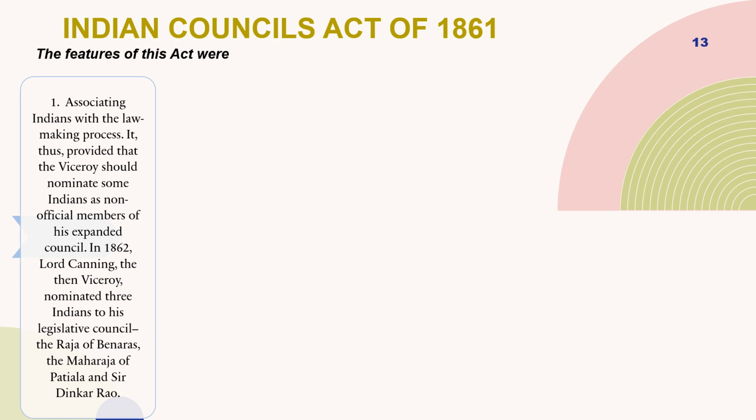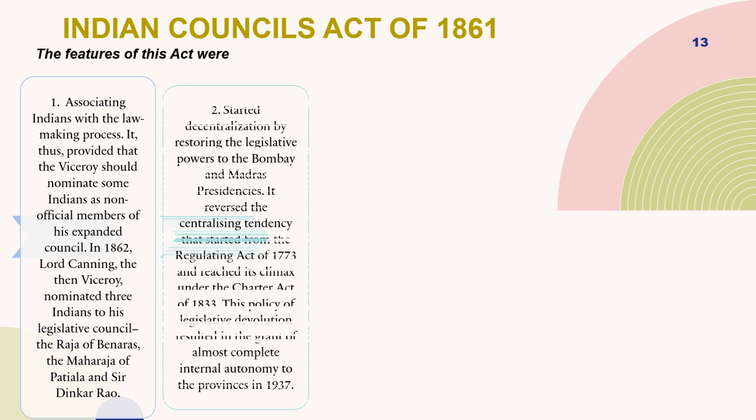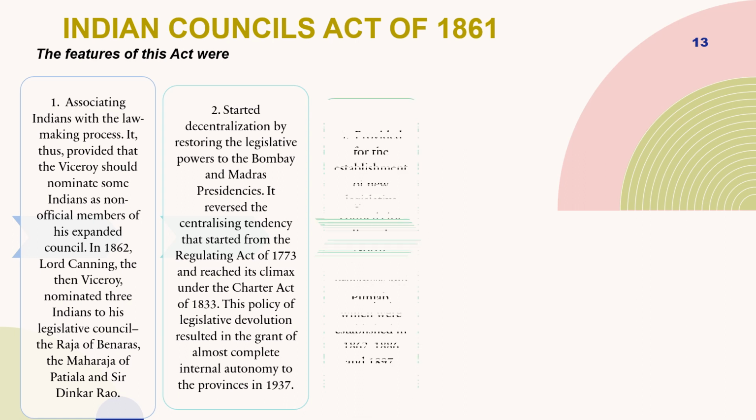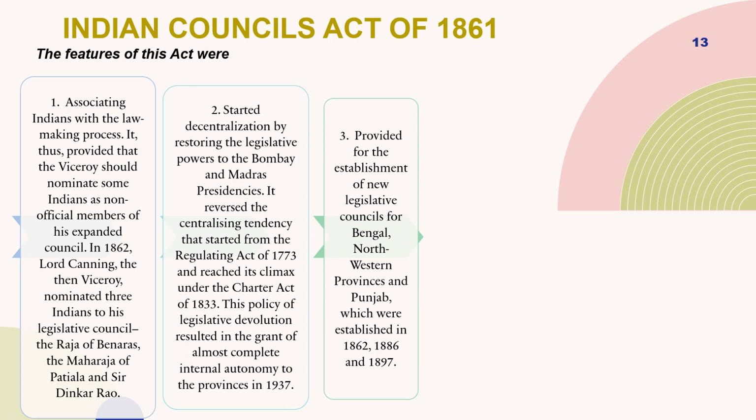And this act started decentralization by restoring the legislative powers to Bombay and Madras. And it reversed the centralizing tendency that started from the Regulating Act of 1773, and it reversed to a decentralizing policy. This policy of legislative devolution resulted in the grant of almost complete internal autonomy to the provinces in 1937. It provided for the establishment of new legislative councils for Bengal, northwestern provinces, and Punjab.